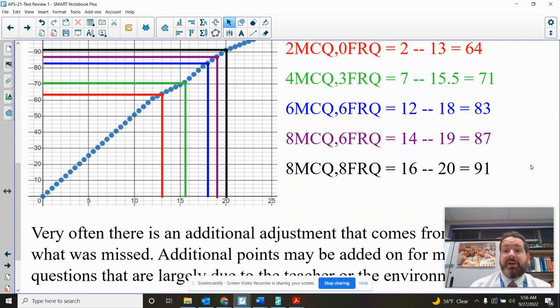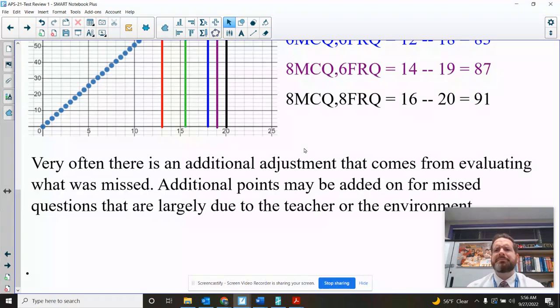So the percentages are what they are to reflect the difficulty of the test, but also the expectation that you fix what you missed. Now, I'm not promising this, but very often I do then give you what you traditionally think of as a curve. It's a gift, it's an adjustment.